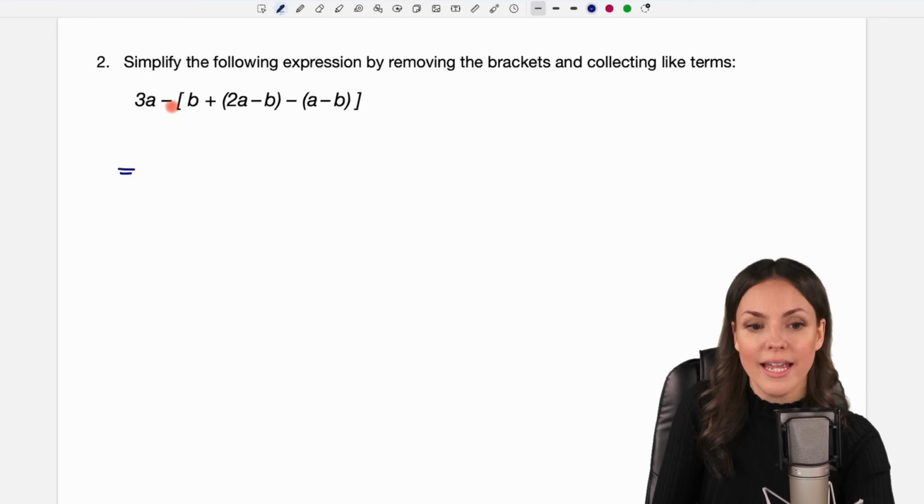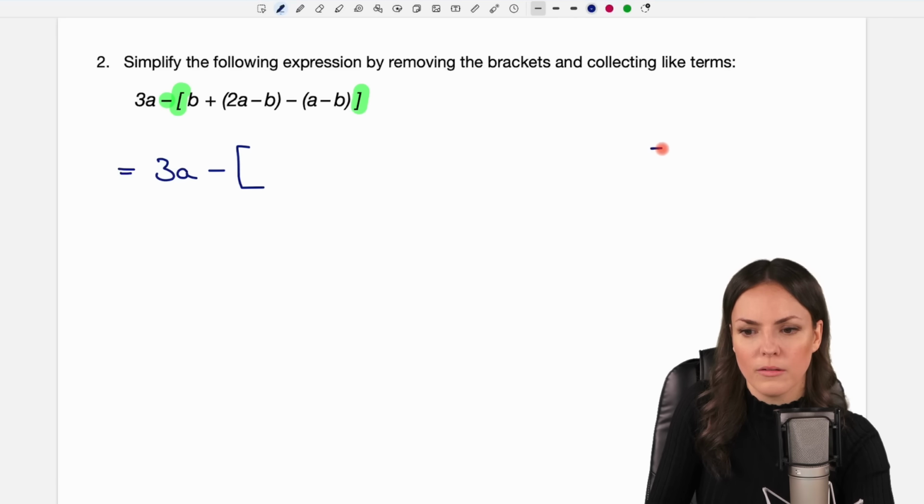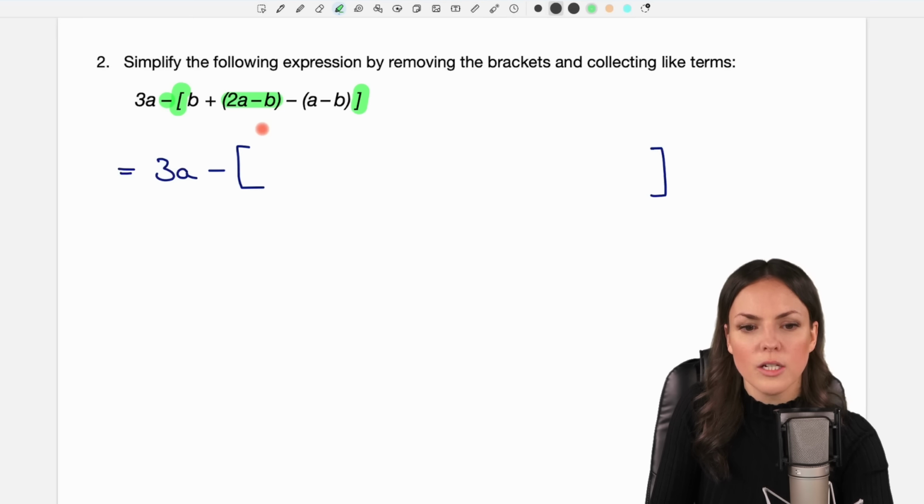Okay, 3a minus these brackets here. So let's start inside these brackets. I write them down like this. And here we have some parentheses. So maybe let's just get rid of these parentheses here first. We have b. Then we just have this plus in front of our parentheses. So we can just leave out the parentheses. We don't have to change anything. We have the plus in front of these parentheses. So it's plus 2a and minus the b.